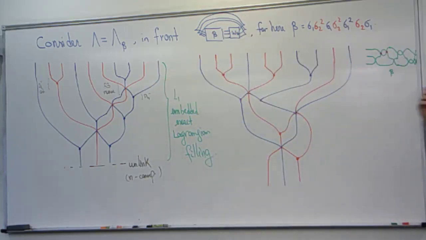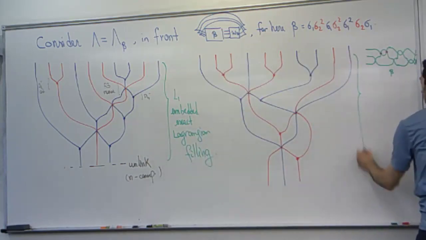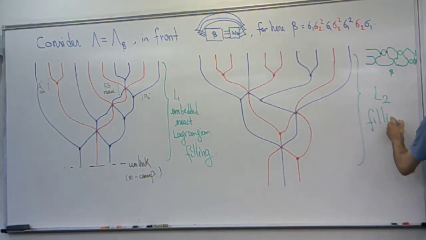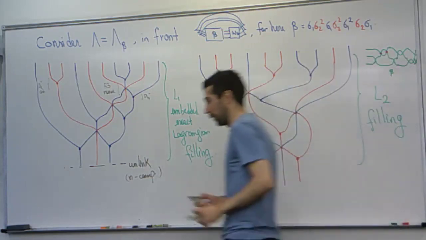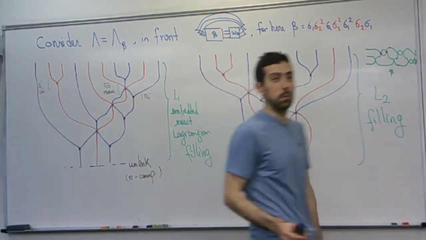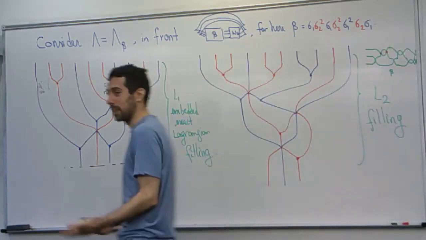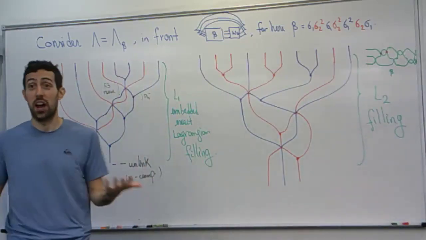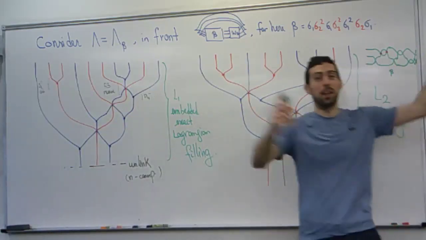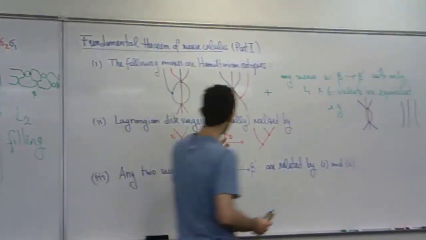Yeah. So you have this Lagrangian filling on the left, and then you also have this Lagrangian filling on the right. So there's this L2, again an embedded exact Lagrangian filling. So let's just write filling in here. And now you find yourself in the following conundrum, which is I drew two different pictures. Are they the same Lagrangian filling or not? You want to have some kind of calculus, some rules that tell you when two things are the same and when two things are not the same. So this is what maybe I should call, I think it's a good name, the fundamental theorem of weave calculus, of this diagrammatic calculus. It says the following.